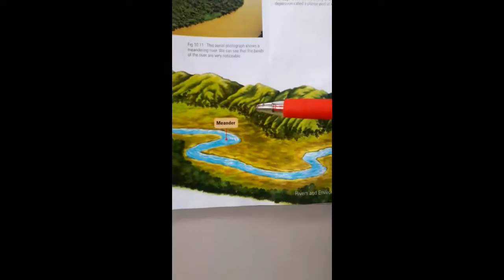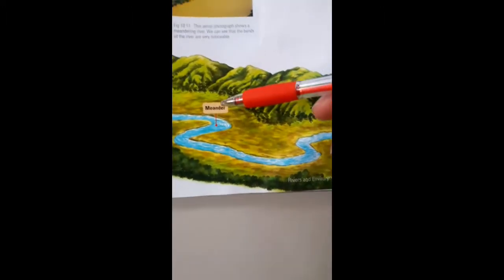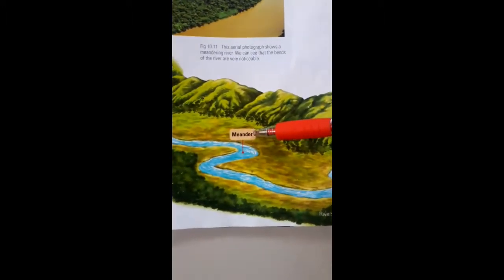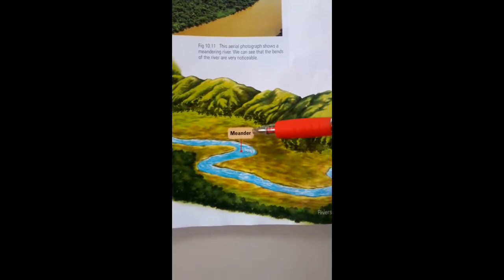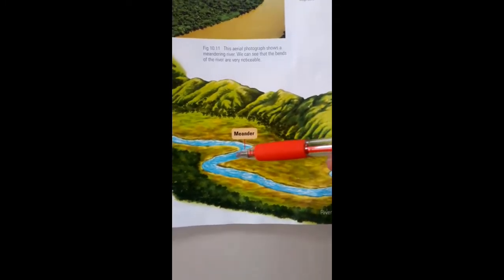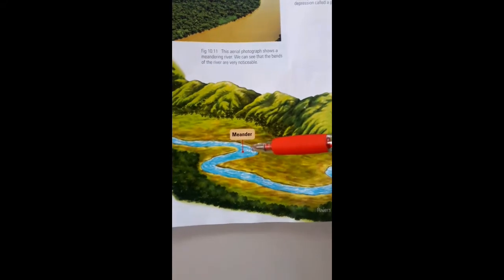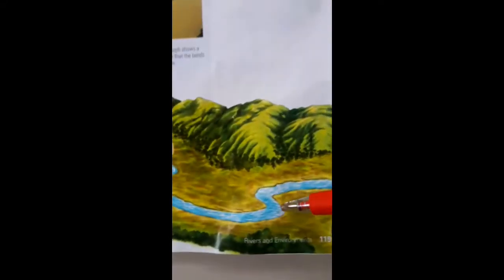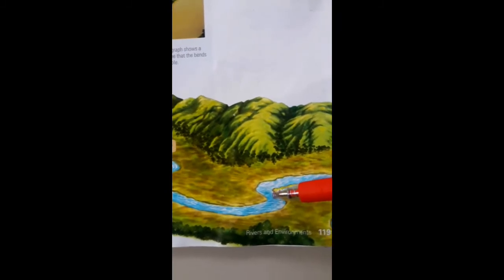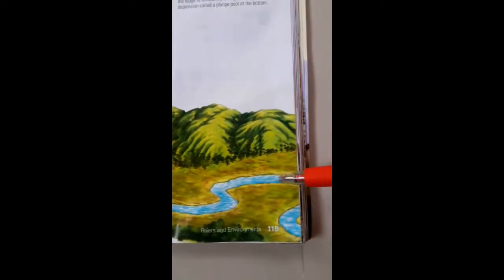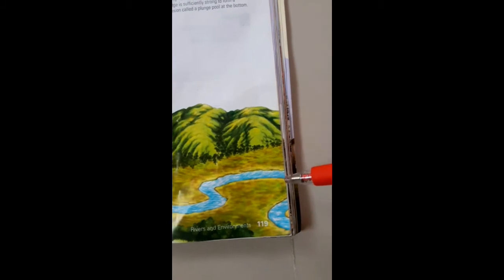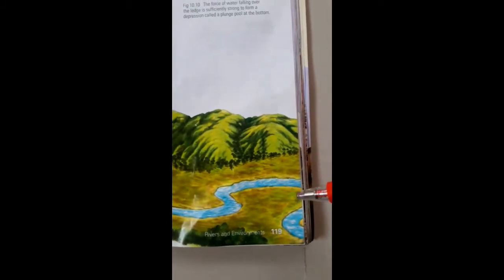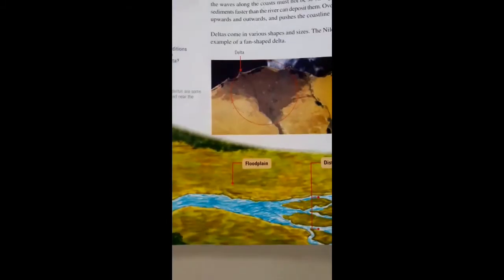And the next feature is meander. Here. Meander simply means a curve in a river, like this one. A curve in a river channel. So this is meander. And this one here is a meander. Okay, here. Let's proceed to the next page.